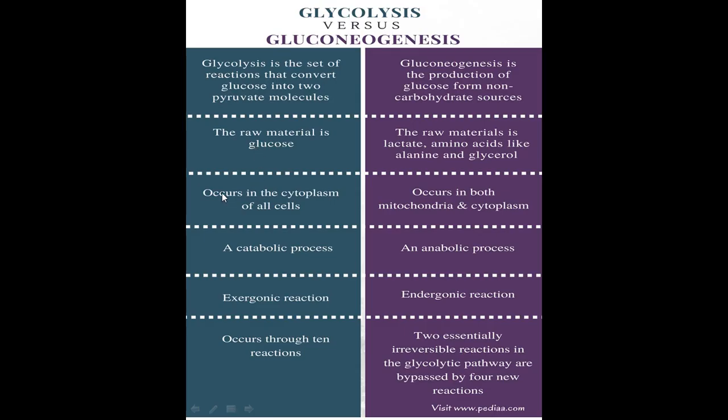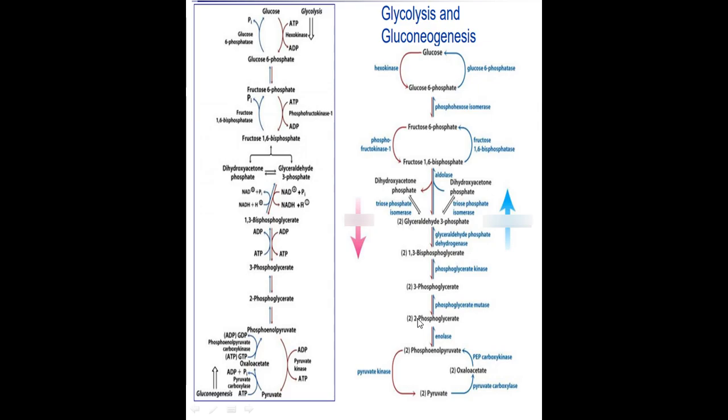Next, glycolysis occurs in the cytoplasm of the cell, but gluconeogenesis occurs in both the cytoplasm and the mitochondria. Glycolysis is a catabolic reaction because it breaks down glucose into pyruvate, but gluconeogenesis is an anabolic reaction because it converts non-carbohydrate sources like pyruvate back to glucose. Glycolysis is an exergonic reaction because it produces ATP. Gluconeogenesis is an endergonic reaction because it consumes ATP. Glycolysis occurs through a series of 10 steps, but these steps are changed in gluconeogenesis. So these are the key differences between these two opposing pathways.